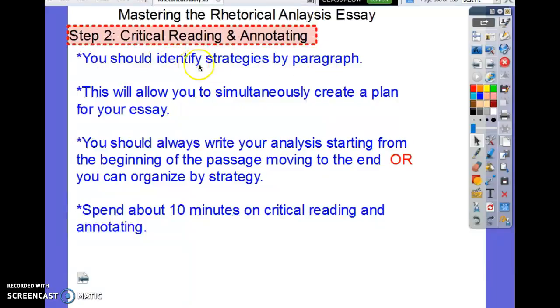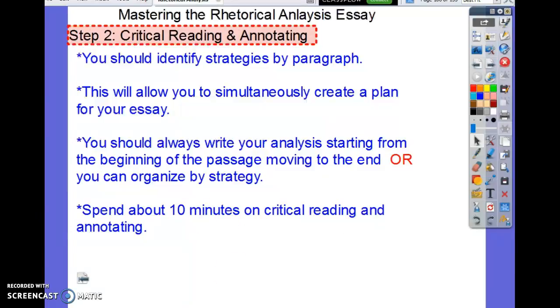So as you are reading, you're seeing, okay, in this paragraph I see this. Don't wait until the end and go back because you don't really have time. And again, like I said before, you're only going to spend about 10 minutes reading the prompt, 10 minutes reading the essay that's attached, and doing your annotation. So you have 10 minutes. So that's what I want you to do.